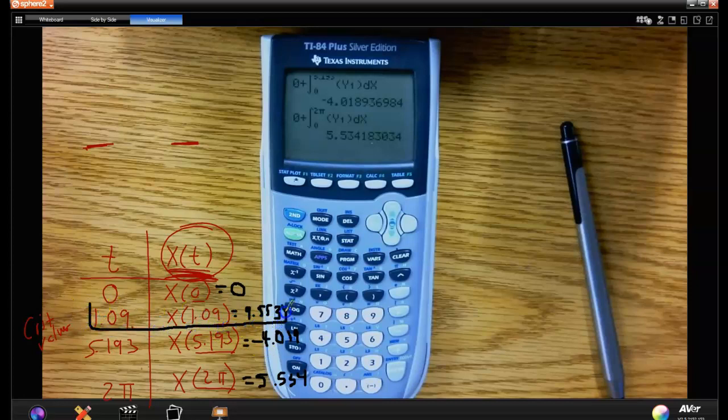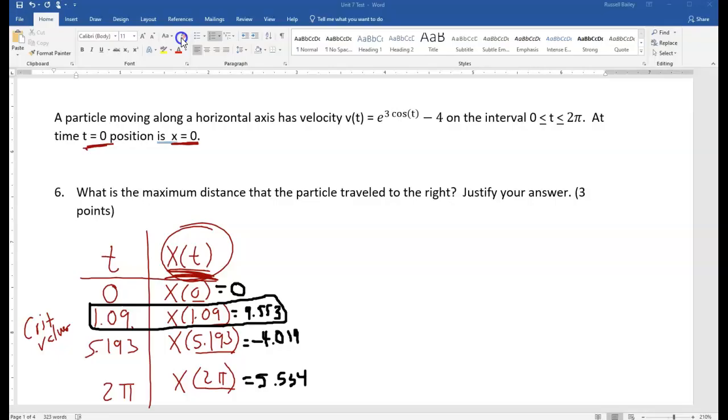Now you got to pay attention to what the question is asking you. Is it asking for the time or is it asking for the position? Let's go back and take a look. What's the maximum distance that the particle traveled to the right? So that they want this. That's the position. That's how far away it is from 0 to the right. They don't want the time. So you got to pay attention to what the question's asking. Is it asking for the t value or the x value?